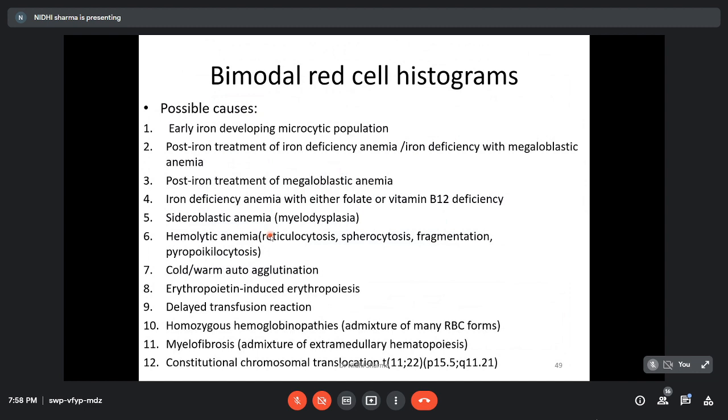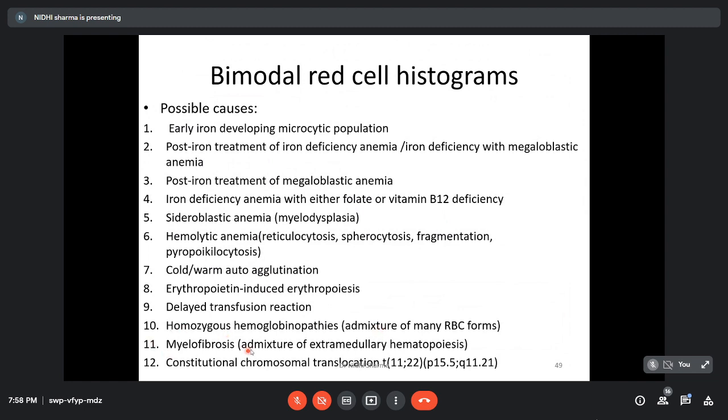A sideroblastic anemia, a hemolytic anemia, a warm agglutination in an iron deficiency anemia, or a patient who is on erythropoietin-induced erythropoiesis. Homozygous hemoglobinopathies can also cause this kind of picture.